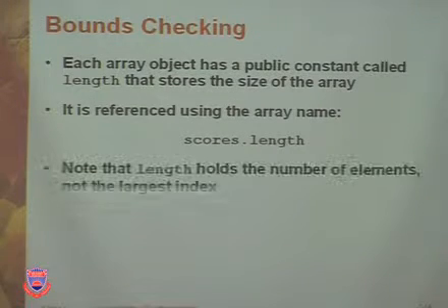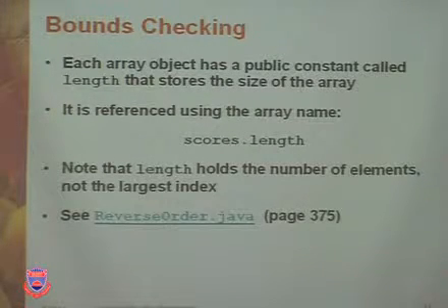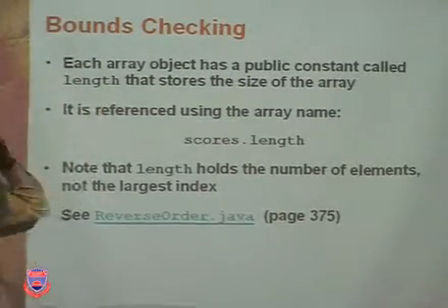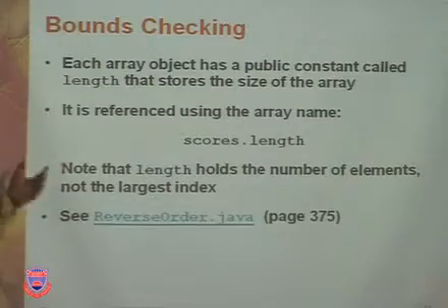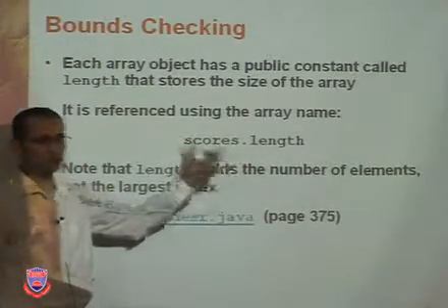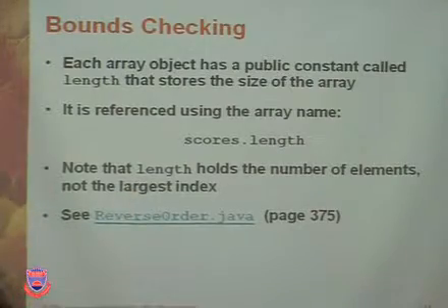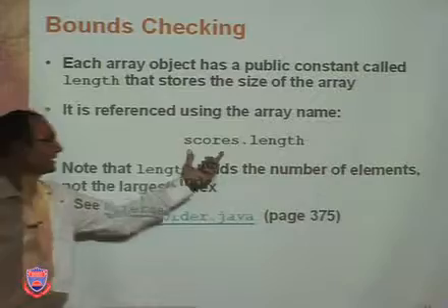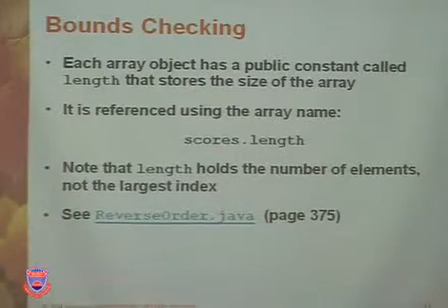So as I said before, you have the length constant, which is a public constant. When you create an array, it is also created. This constant indicates the number of elements that you have in your array, and you can access it by scores.length, or whatever the array name is, .length will give you that.